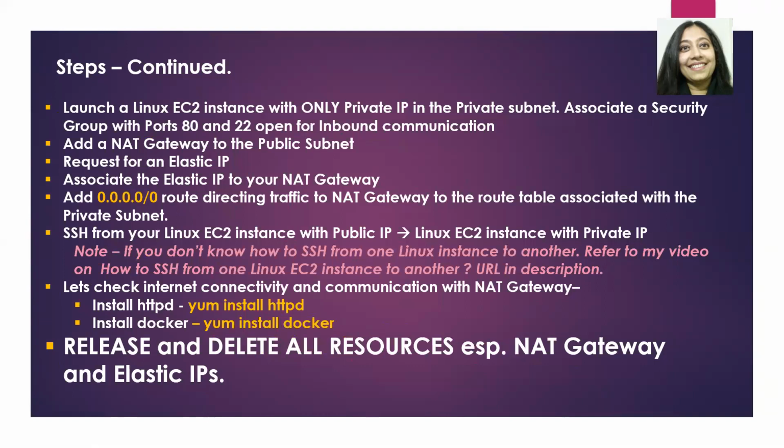For example, if you provision a NAT instance or the Linux EC2 instance, ensure that you release the elastic IPs first and then terminate your EC2 instance, because any elastic IP that is not associated or is not used is going to be charged for. So ensure that you don't just terminate your EC2 instance, but you actually disassociate your elastic IP, release your elastic IP, and then go ahead and terminate your EC2 instances.